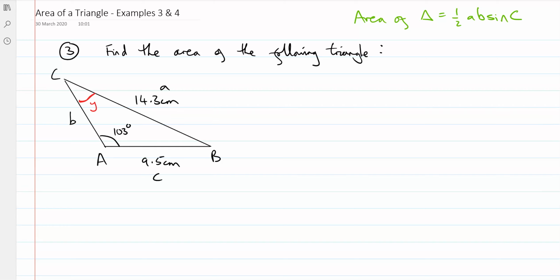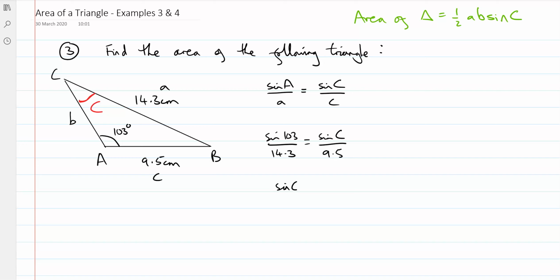So I'm going to use sine rule. I'm trying to find an angle, so I'm going to write sine rule as sine capital A over A equals sine capital C over C. We can just leave this unknown here as capital C, so it corresponds to the angle. Sub in, so sine of the angle at A, which is 103, over A, which is 14.3, is sine C, which we don't have, that's what we're going to find, over little c, which is 9.5.